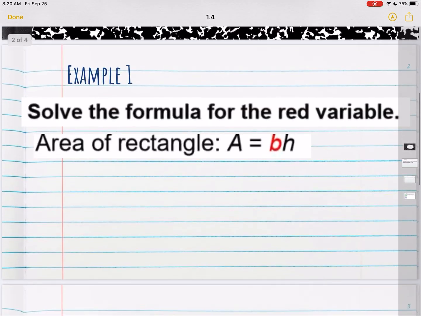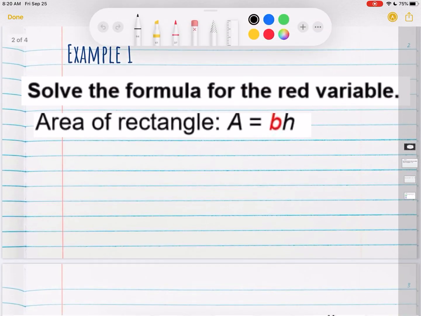So let's start out with an example. Solve the formula for the red variable. So the area of a rectangle is A equals base times height. A is our area, B is base, H is height. And remember, BH, that's B times H. Again, they want us to solve for this variable in red.